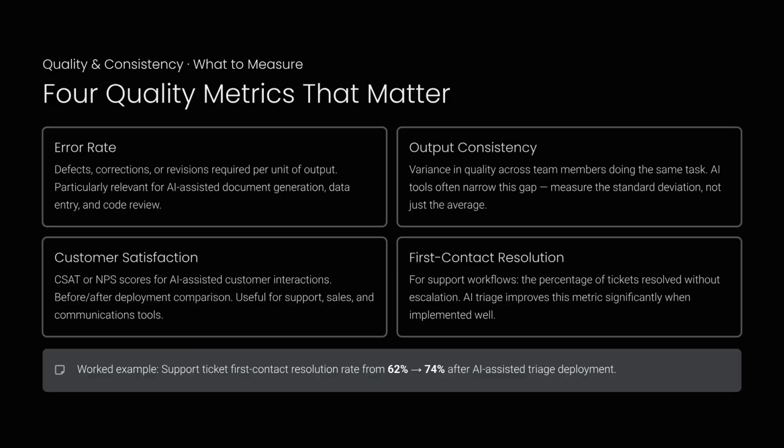When tracking quality, consider 4 key metrics: error rate, output consistency, customer satisfaction, and first contact resolution. For example, seeing a jump in support ticket resolution rates provides clear, quantifiable evidence of an AI tool's impact.